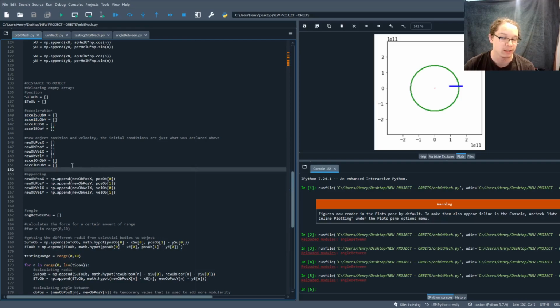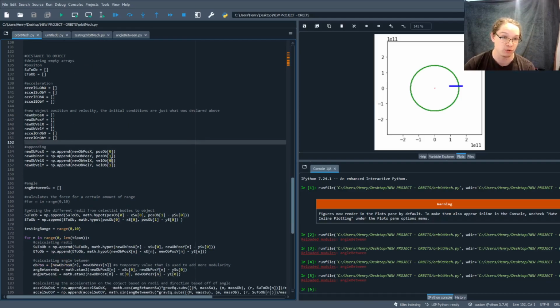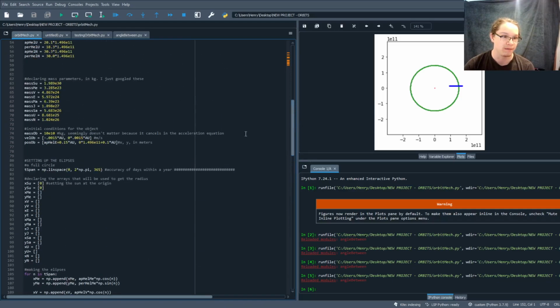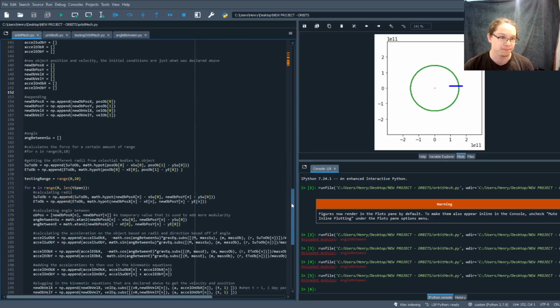Here I am looking at updating the object's position and velocity, and again all of these things I am just declaring the arrays early on so that I can then append to them later. I don't know if this is the most effective version, but it was the one that I found that worked really well for me. Here I'm setting the initial conditions of the object's position, velocity, and whatnot from the values that I declared up here, and that's just to get the array going.